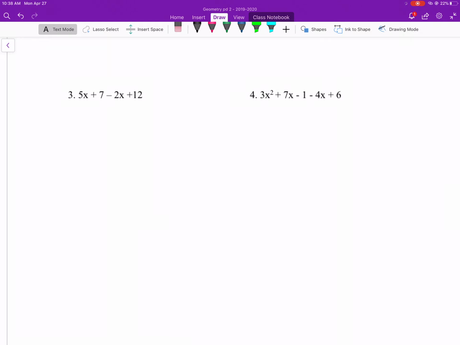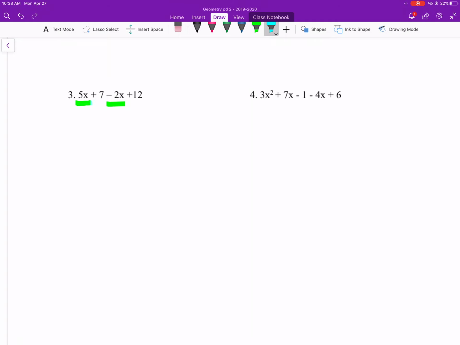So now we have a couple different things here. Number 3, we have 5x plus 7 minus 2x plus 12. All right, so we have a few different terms. So 5x. Are there any other terms that also have x for their variable, and that's x to the 1st power? You see that 2x there, but it's really a minus 2x. You keep the sign in front. That's something very important in this. If there's a negative sign in front, make sure you keep that with it. So those are like terms.